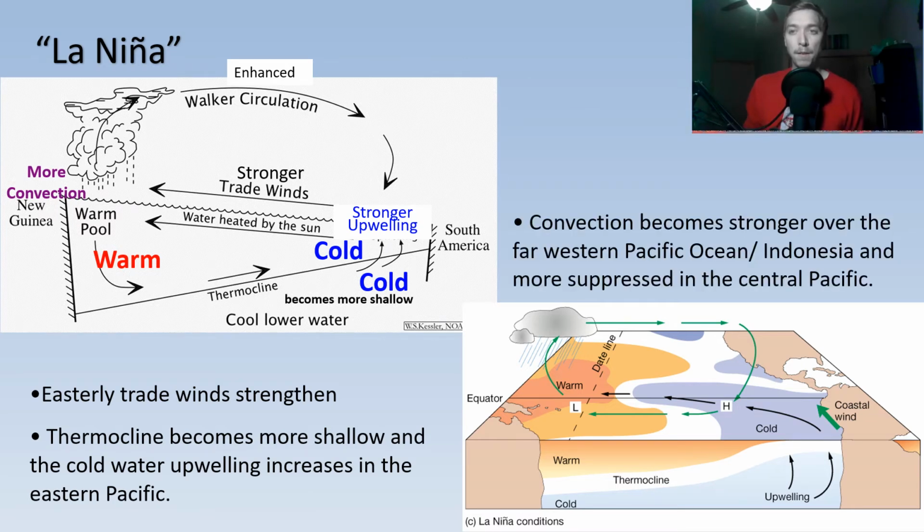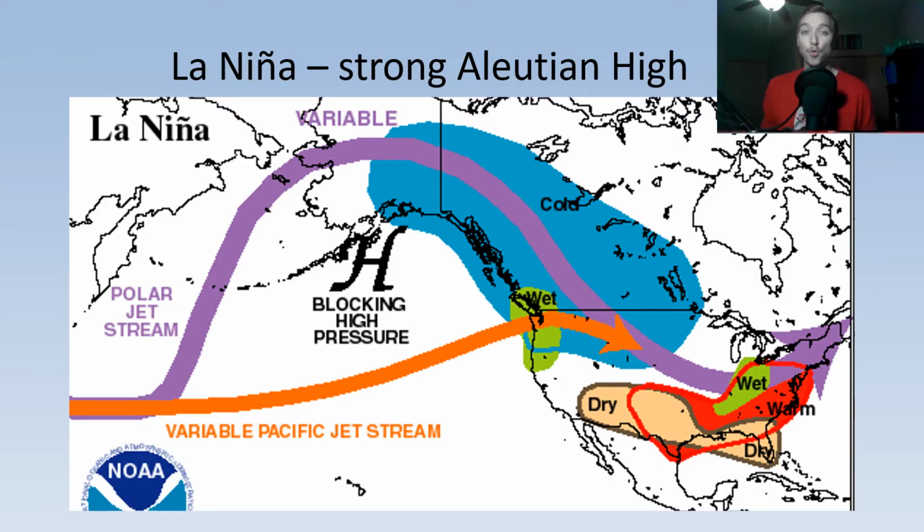And then what does that look like from a pressure perspective? We have a strong Aleutian high. So our jet stream, we can see, is dipping much further to the south. Think of when we have some of these really strong and cold years, that descending air coming down from the polar regions, being brought down by our polar jet stream and this variable Pacific jet stream here. So we have this blocking high pressure system that dominates most of the region to the west of North America.